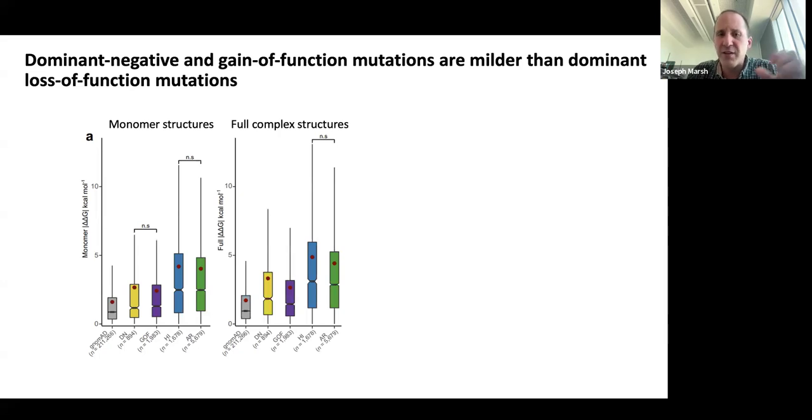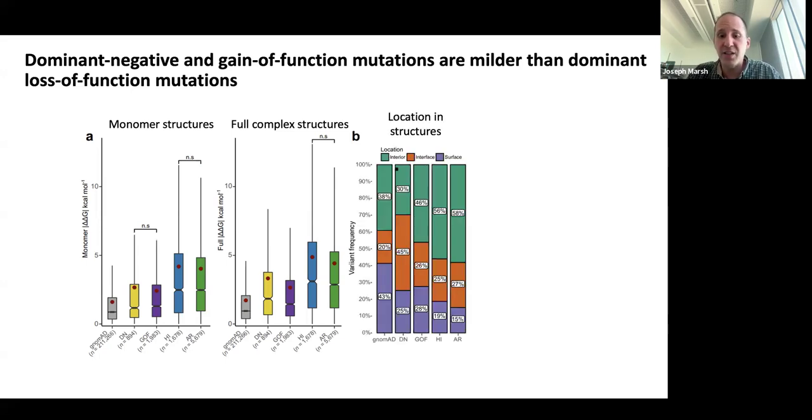So this is just repeated using full protein complexes instead of just the monomeric structures of the proteins. And it gives us pretty similar results. It's a bit different, especially for dominant negatives, which often turned out to occur in the interfaces of proteins, as we show here.